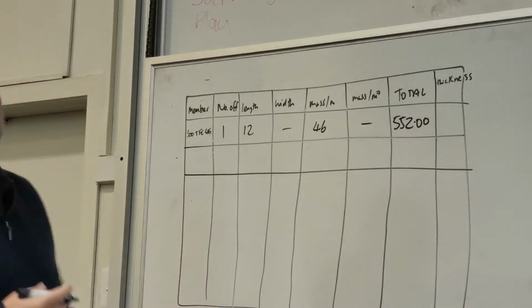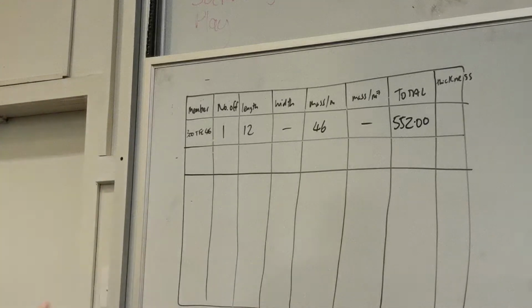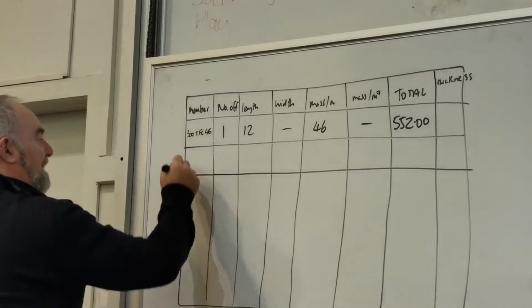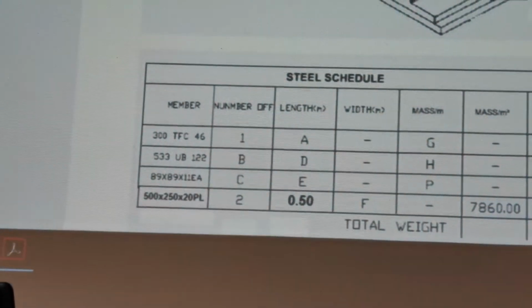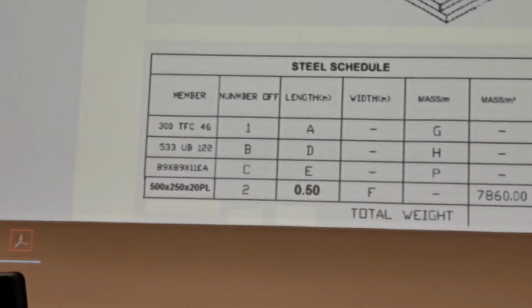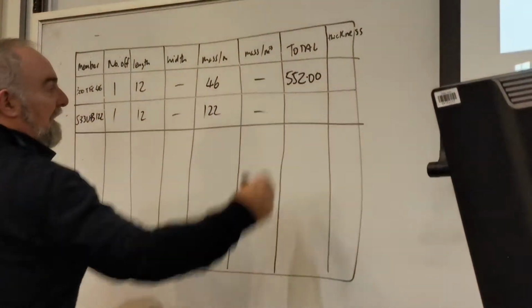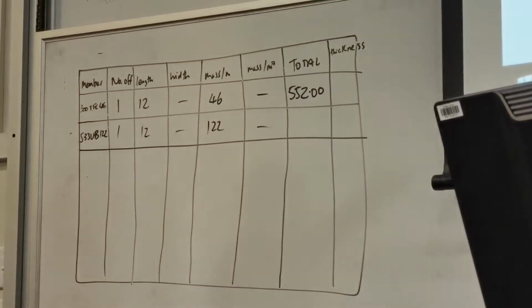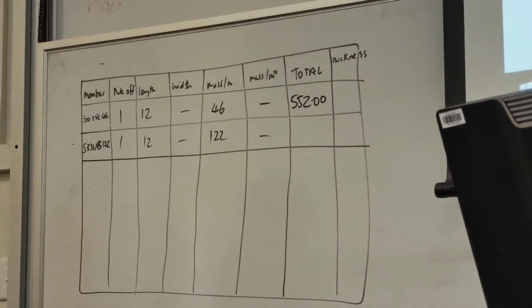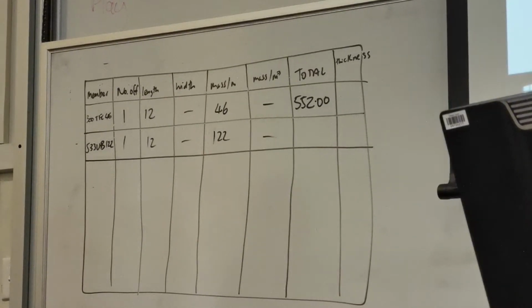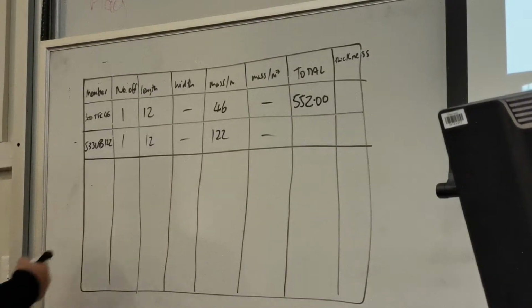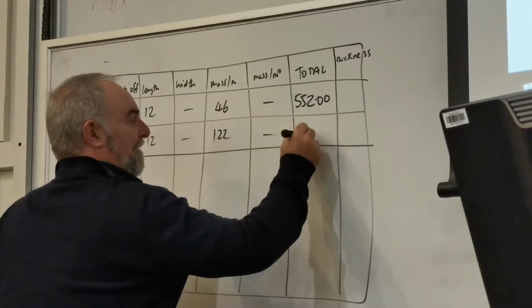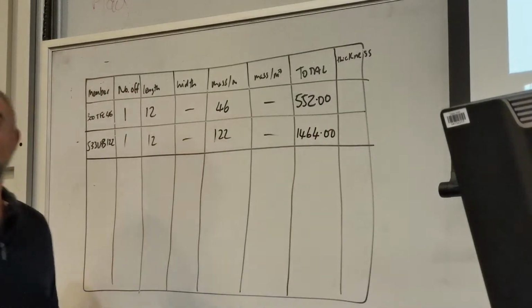Next one is equally easy, okay? 533. Universal beam. 122. 122 goes there. One of them. Length 12. The answer is... oh, he's gone quiet. 1464. 1464. Good to see a right-hander answered that.